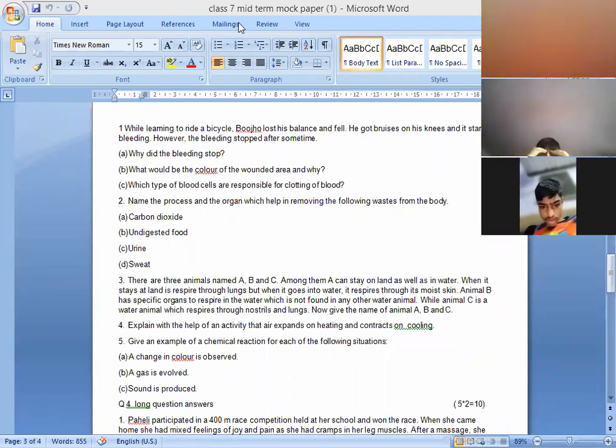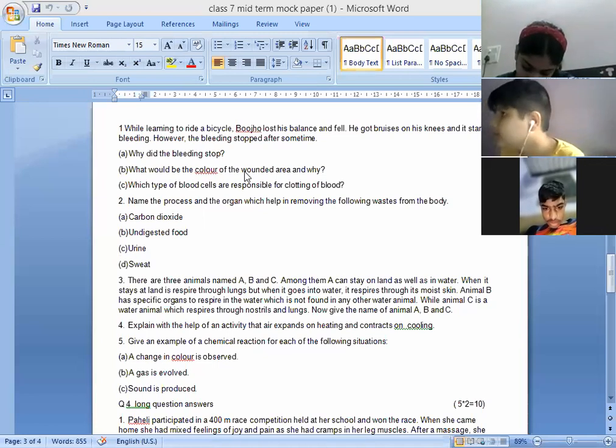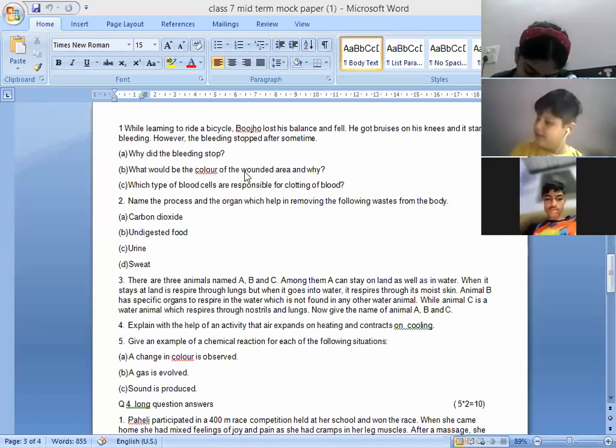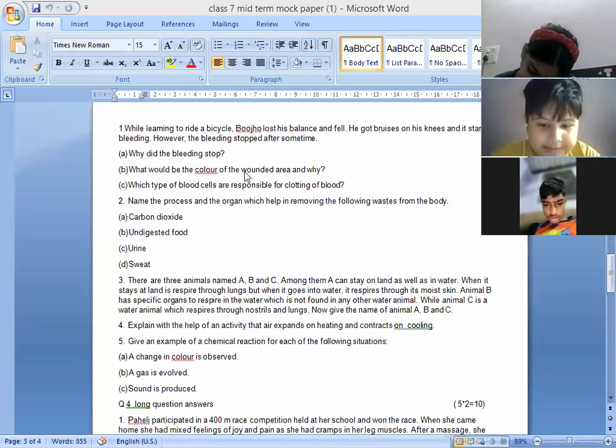Second question, what would be the color of the wound area and why? Anybody? Ma'am, can I? Yes. The color of the wound area is dark red, because of the presence of hemoglobin and because of the clotting. You have seen that wherever you get an injury, when the blood clot is formed, it is of dark color.